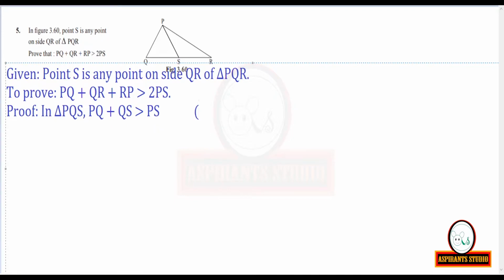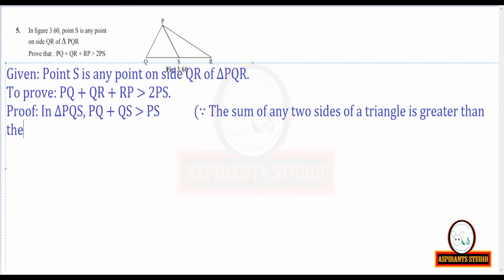In triangle PQS, the sum of any two sides of a triangle is greater than the third side. So in triangle PQS, PQ plus QS will be greater than PS. Take PQ plus QS is greater than PS to be the first equation.